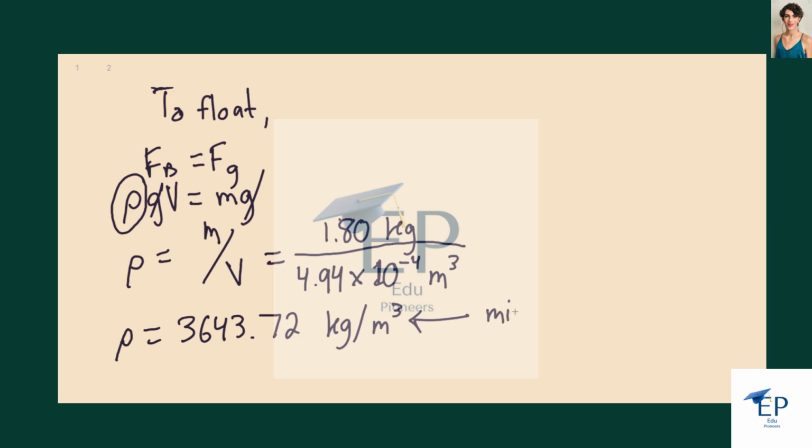So this is the minimum density, given that the rock floats. And that's the end of the solution.